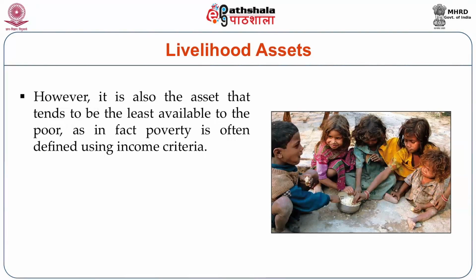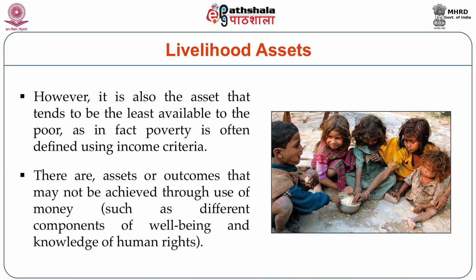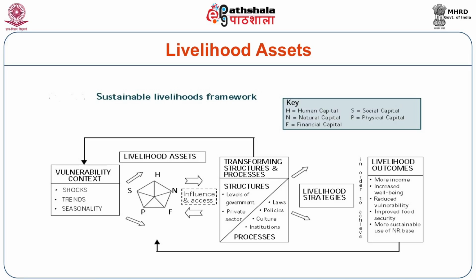However, it is also the asset that tends to be the least available to the poor, as in fact poverty is often defined using income criteria. There are assets or outcomes that may not be achieved through use of money alone, such as different components of well-being and knowledge of human rights. Now that is one aspect that might not be fully covered in this livelihood framework per se. So we have basically covered the vulnerability context here, the different livelihood assets. Now we will be going into the transforming structures and processes.